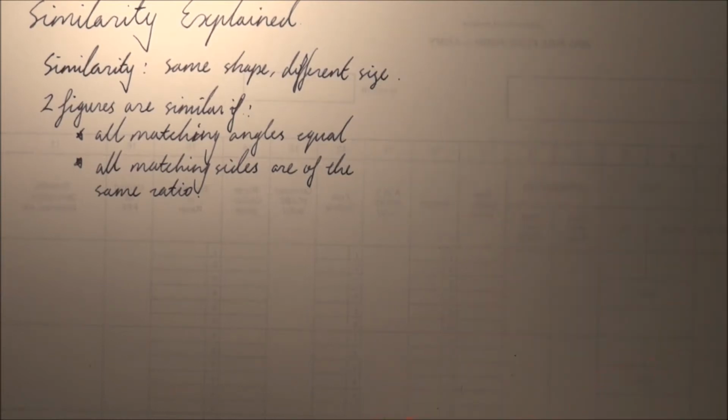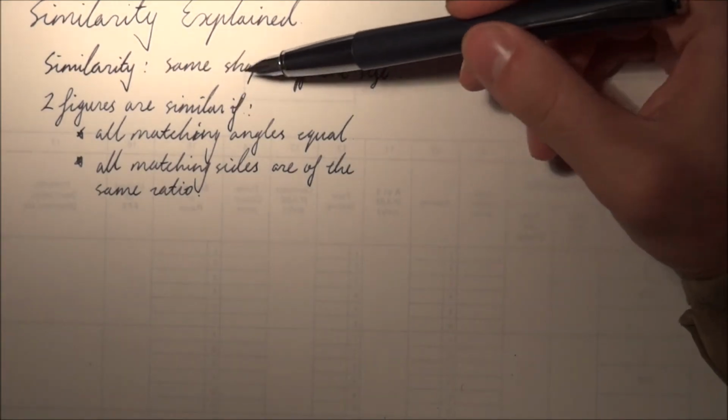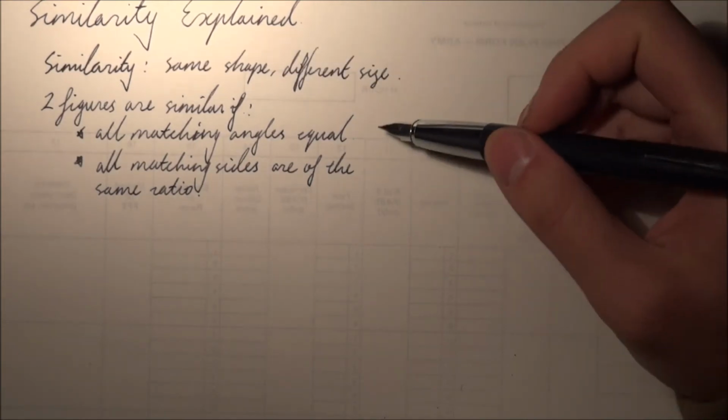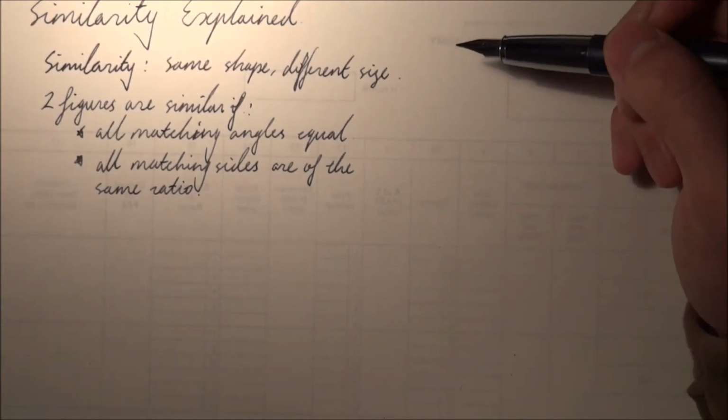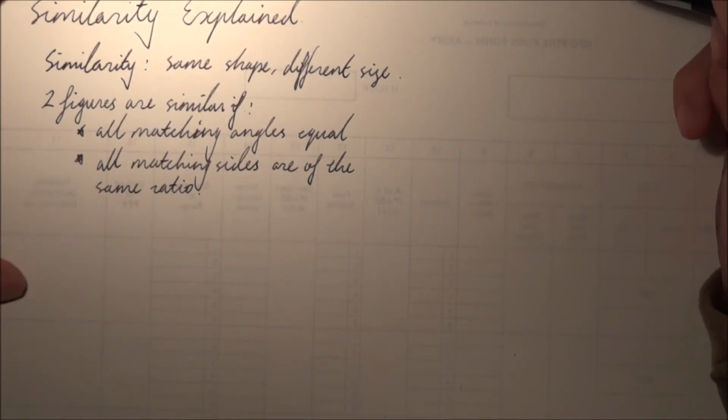So this is a somewhat more rigorous definition than just saying same shape. Well, what does same shape mean? Well, it means that all matching angles are equal and all matching sides are of the same ratio. What does this actually look like?